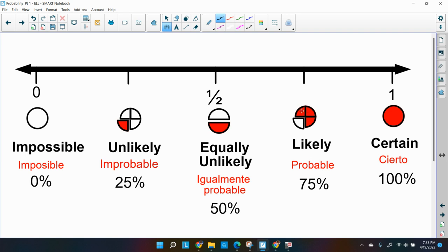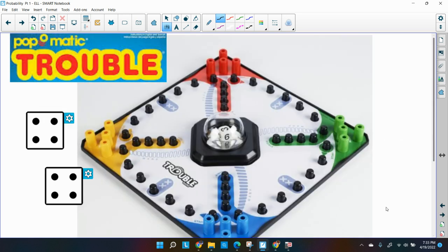Likely, notice the section of the pie that is colored in red. That means you got a pretty good chance, or a 75% chance, which is most likely probable, of you winning. And I mentioned certain, which means 100% chance of it winning. So let's look at some examples on how probability is played.